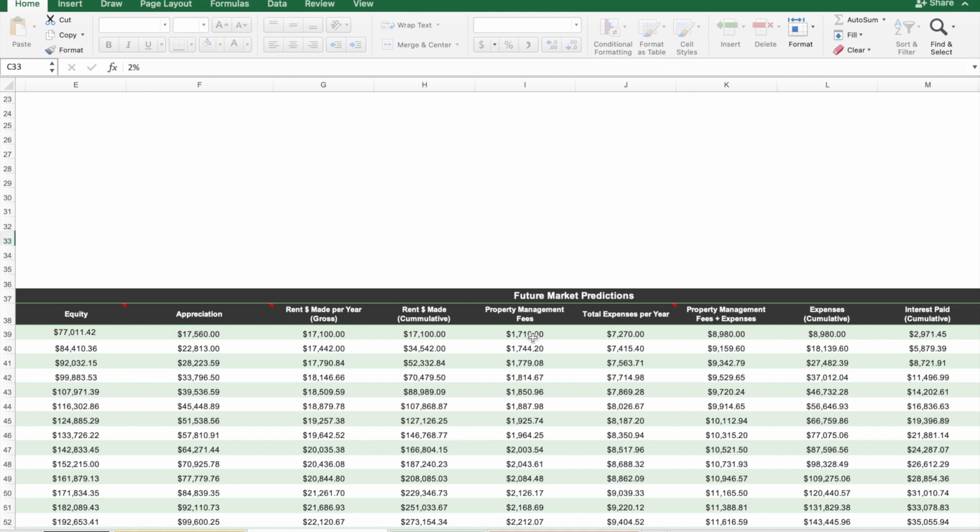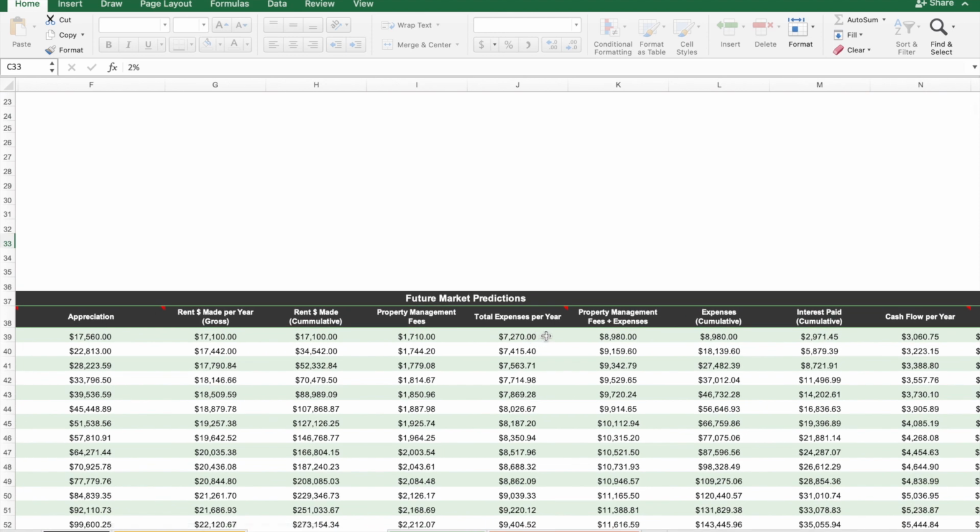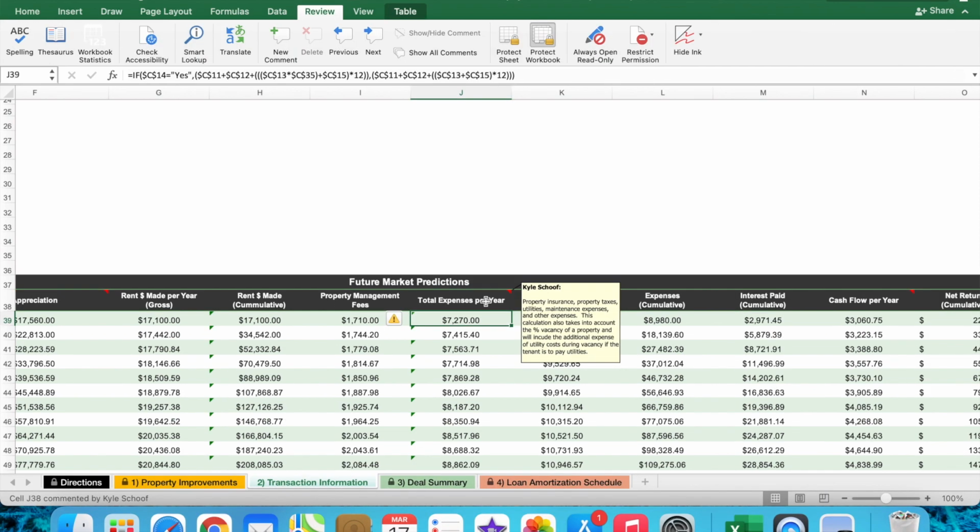Here's your property management fees, your total expenses per year based off what you filled out in the first section. So a quick side note about the total expenses per year. The reason that I asked if the tenant is going to pay the utilities or not is because of this formula right up here. So if the tenant is to pay utilities, I'm going to take the percent that the property is estimated to be vacant, and I'm going to multiply that by the cost of utilities for the year, and I'm going to add it to the expenses. So then that is going to take into account the cost of utilities that you're going to have to pay when the property is vacant.